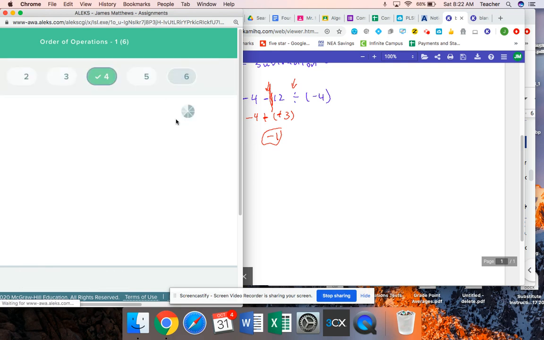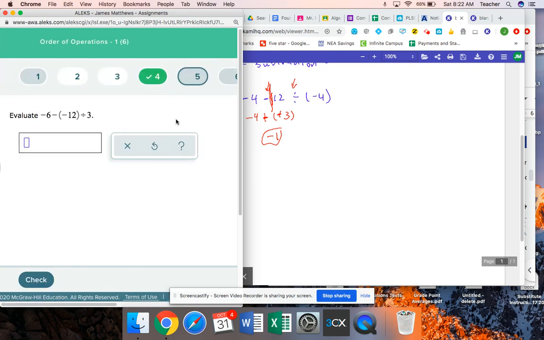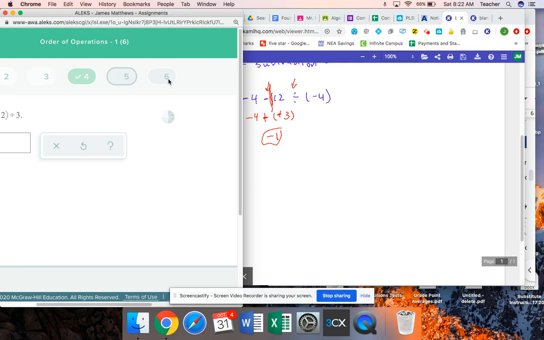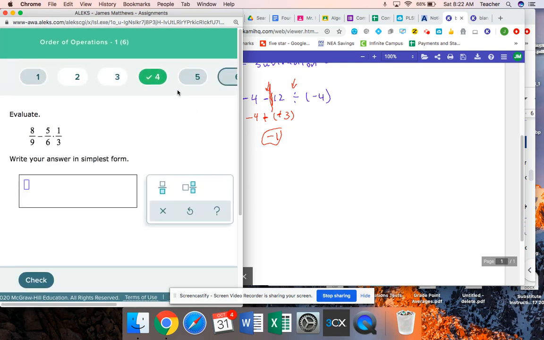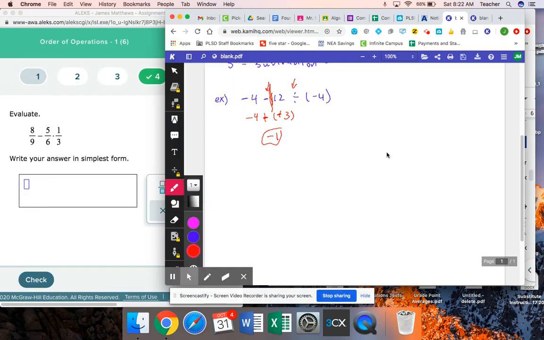Now, I want to make sure that we can do these things with all kinds of different situations. What's different about number 6? I think I did something with number 6. Number 6 has fractions. Same idea behind it. We just are dealing with fractions. So, for example, if I had 8/9 minus 5/6, now multiply that by 1/3. Order of operations says that I have a subtraction and I have a multiplication.